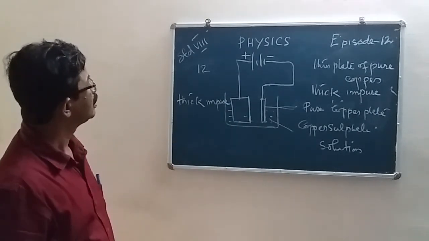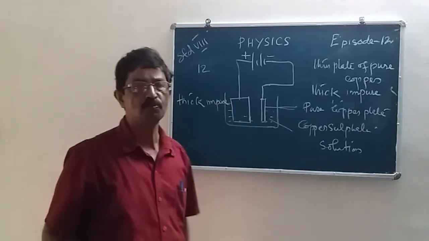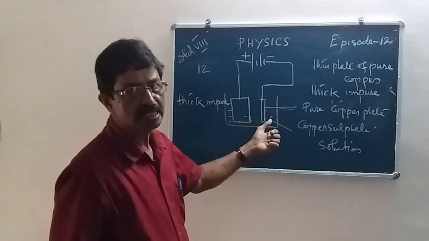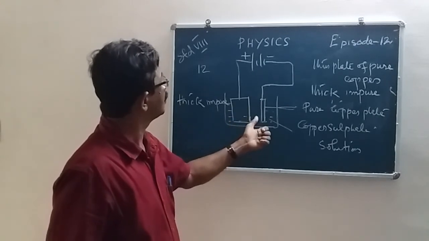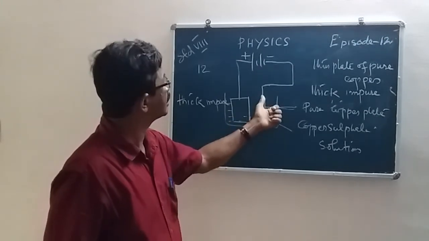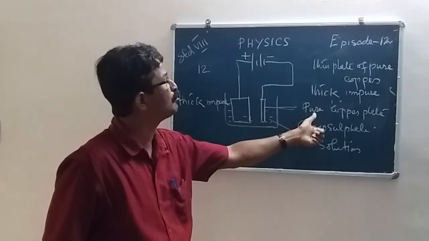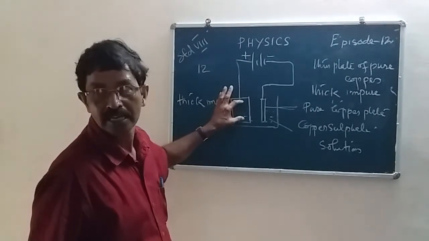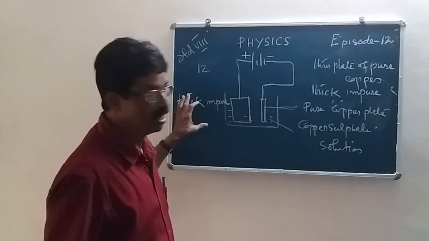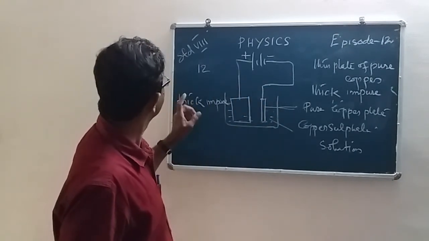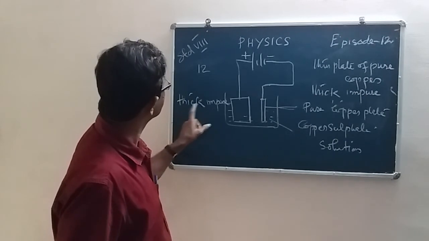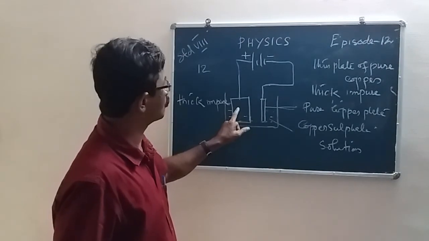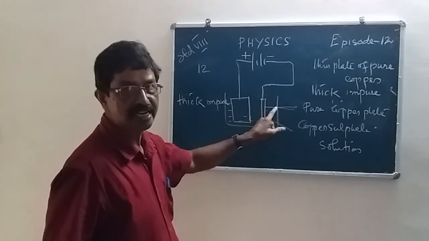Here we know the reaction: copper sulfate breaks into copper ion and sulfate ion. Copper ions go to the negative electrode and get deposited there, so the pure copper plate gradually becomes thicker, while the impure plate's thickness gradually decreases. This is actually what happens. So the thick impure plate is connected to the positive, and the pure plate is connected to the negative.